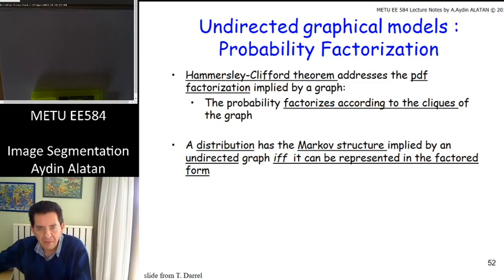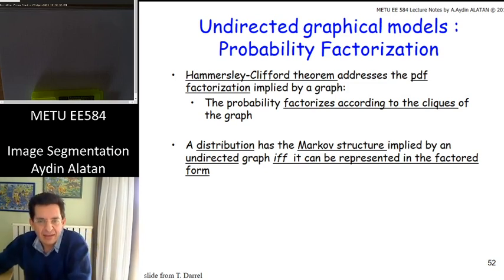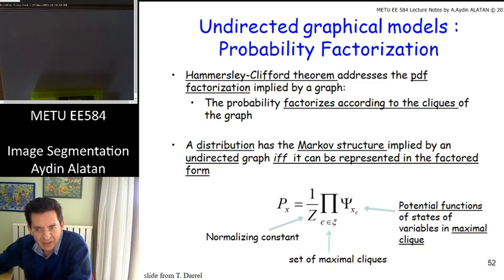Therefore, if a distribution consists of many jointly random variables, and if they have the Markov structure, if I assume the Markovian property, where only neighboring pixels affect each other as an undirected graph, this theorem says it can be represented in a factored form, if and only if. In other words, if something can be represented in a Markov factored form as cliques, then it should be a Markov structure. This is what it says.